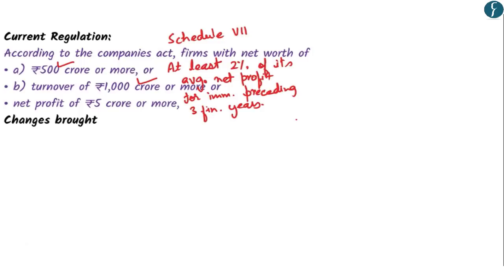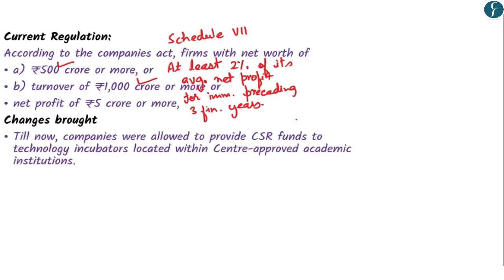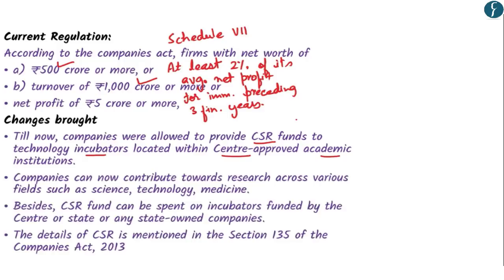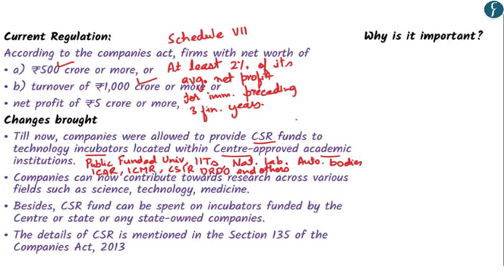Now let us understand the changes which are brought through government announcement. Till now, companies were allowed to provide CSR fund to technology incubators located within center-approved academic institutions. Now the government has widened the scope of CSR activities, and companies can now contribute towards research across various fields such as science, technology, and medicine. Besides, CSR funds can be spent on incubators funded by center or state or any state-owned companies. This is expected to attract more funds on research and development in the country. Now the companies can contribute to public funded universities, IITs, national laboratories, autonomous bodies, which would include ICAR, ICMR, CSIR, DRDO, and others.